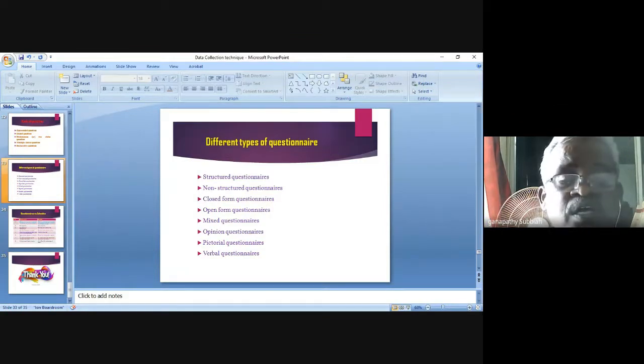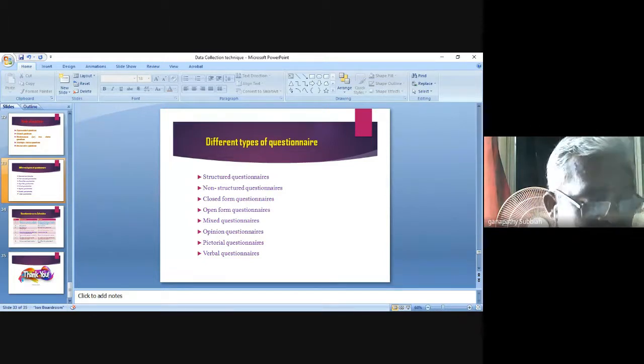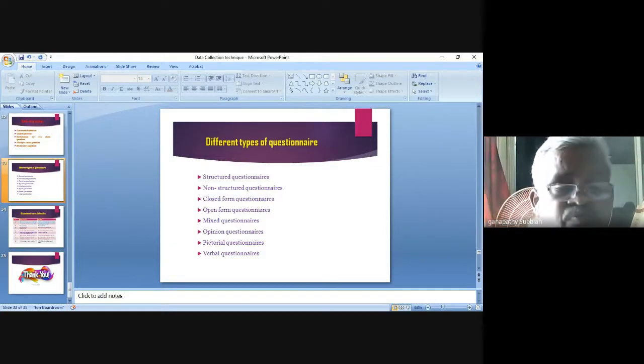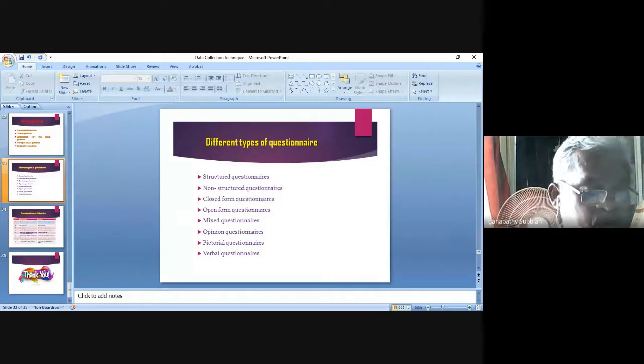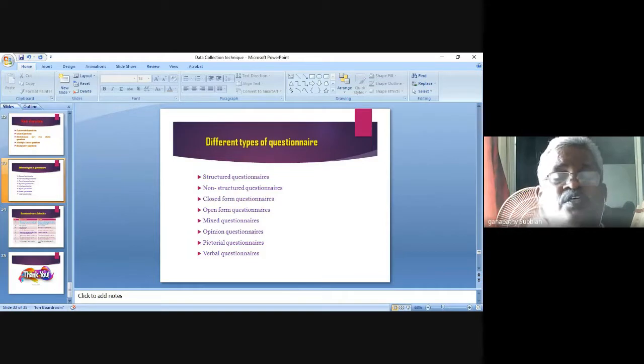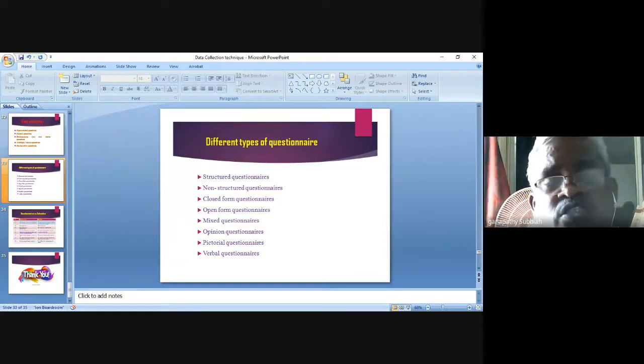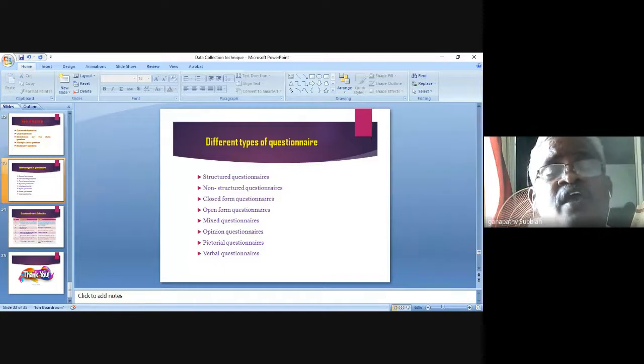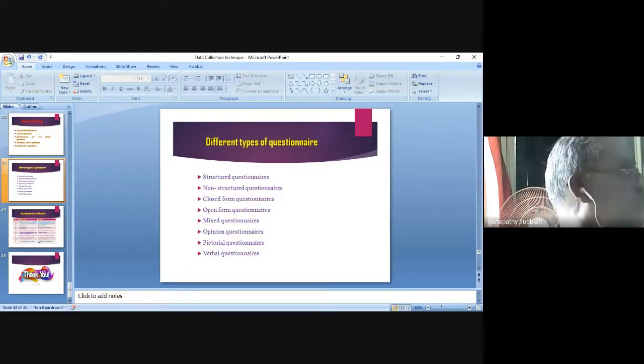The next is open form questionnaires. An open form questionnaire is one which calls for free response in the respondent's own words. For example, what do you feel about your present job? That is an open form questionnaire. The respondent has to answer anything. That is an open form questionnaire.